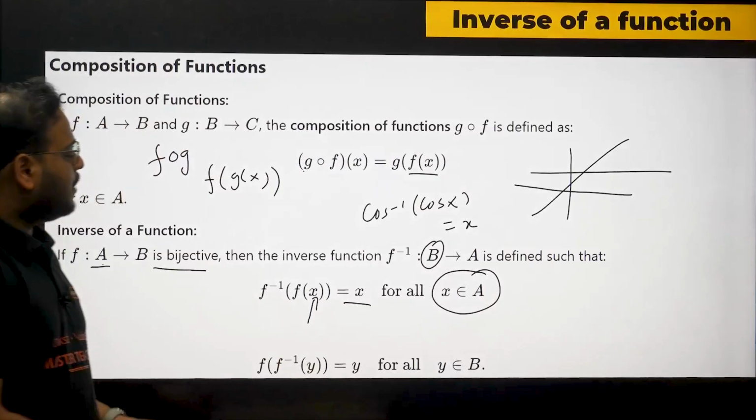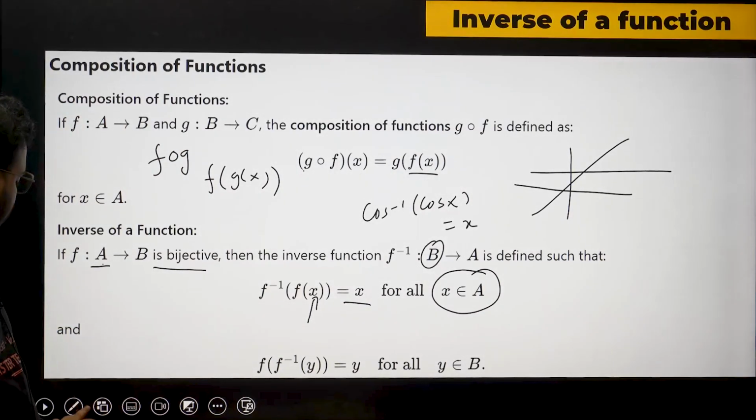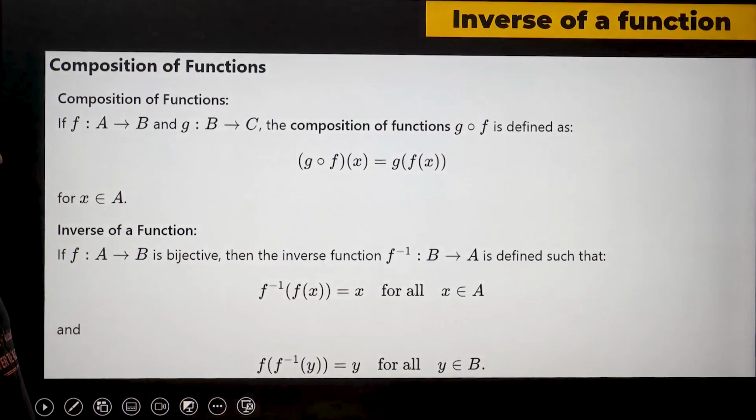Okay, so can I remove the markings now? Let me remove the markings over here. So I hope all of this is clear.